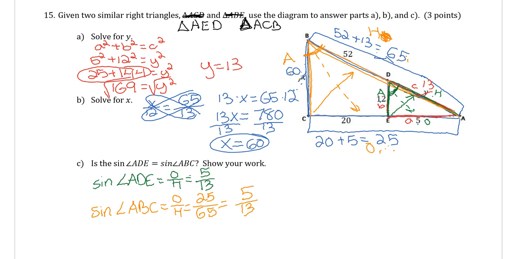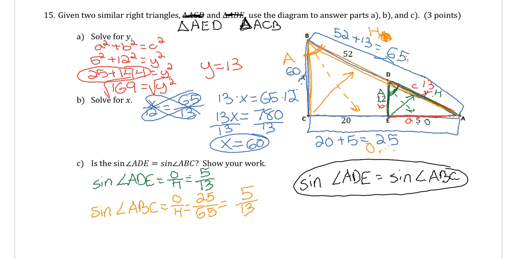So the sine of angle ADE is equal to the sine of angle ABC. Alright, that is it for target C. Go ahead and work on target D.